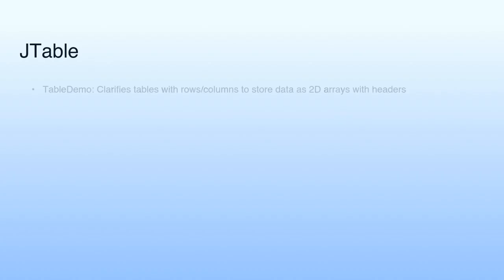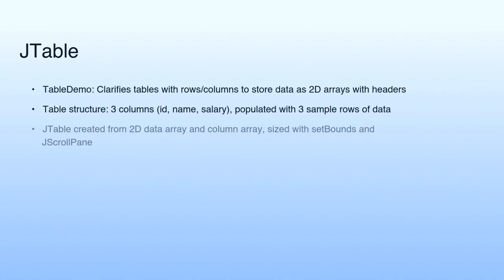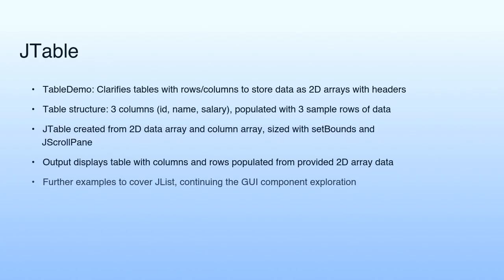The table showcases how tables in Java Swing can be used to store data in a row and column format, similar to a 2D array with headers. In this example, a table structure with 3 columns id, name, and salary is created and populated with 3 sample rows of data. A table instance is then created from this 2D data array and an array of column names, sized using setBounds and wrapped in a JScrollPane for scrollability. The output displays the table with columns and rows populated from the provided 2D array data.